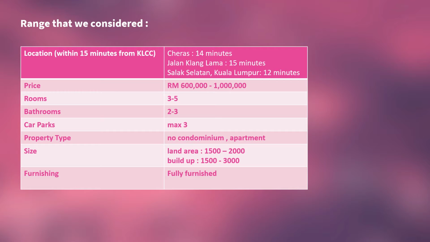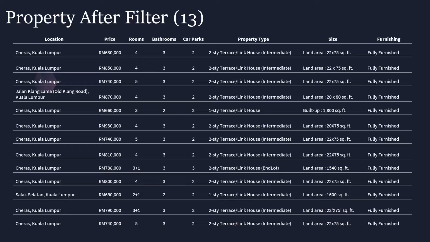Second, the price within 600,000 to 1 million. And rooms within 3 to 5. And the maximum car park is 3. Property type excludes condominium and apartment because the family has an elderly person. Lastly, the house is fully furnished.